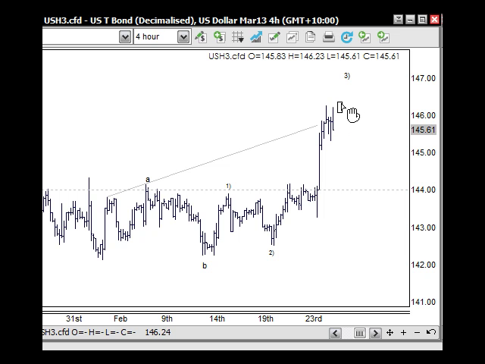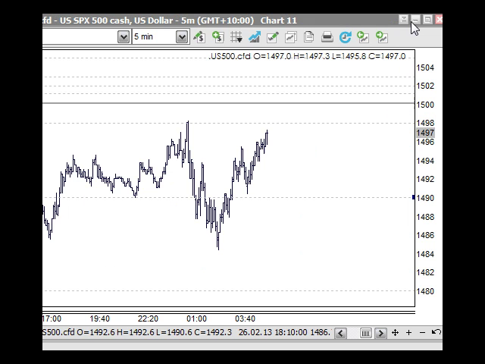So this will be moving in line with the US dollar, and also placing pressure on all the other markets, currencies, stocks, and commodities as well. So there is more room for this to move up through here. We need to be mindful of what's occurring here as well.